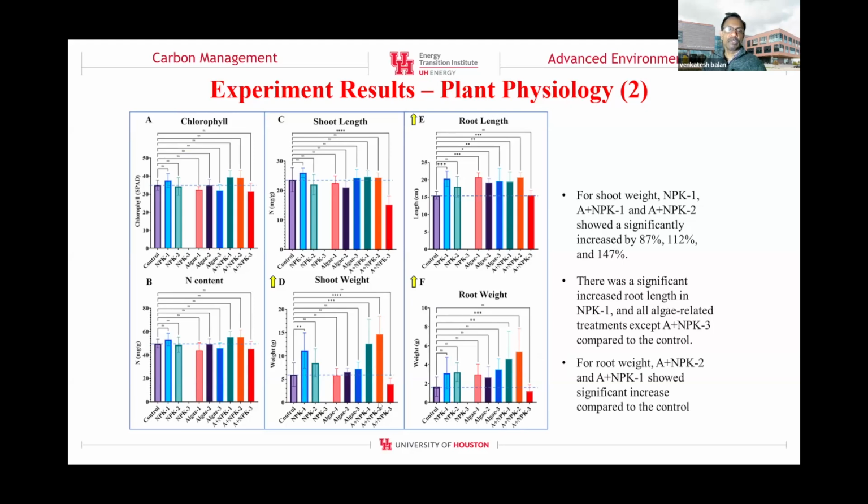You can see algae with the chemical fertilizer, the shoot length is significantly higher. So overall, we can see that we can reduce the amount of chemical fertilizer by as much as 50%, at the same time having a beneficial effect of stress tolerance and also improved productivity.